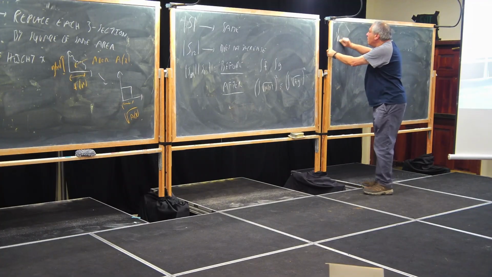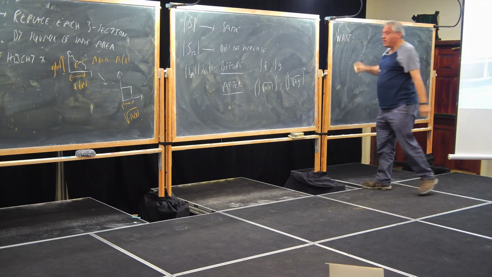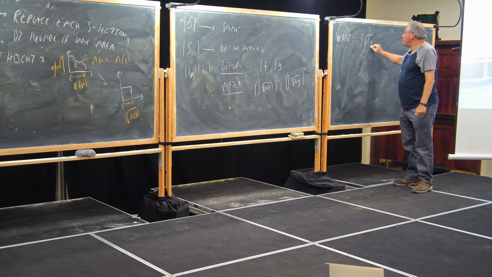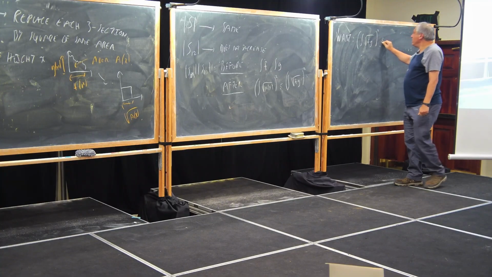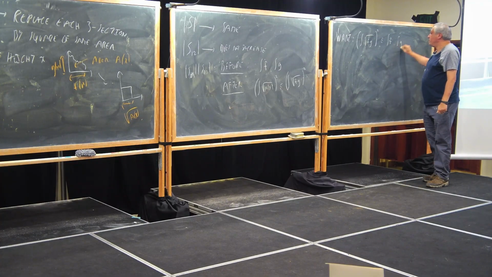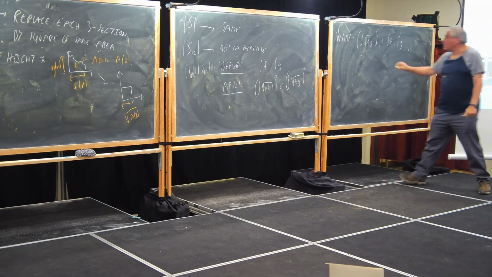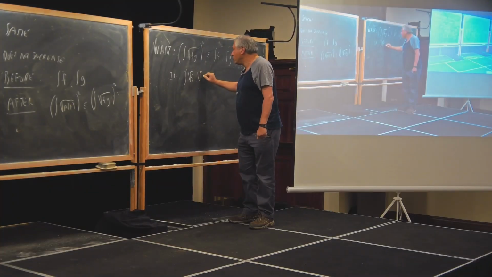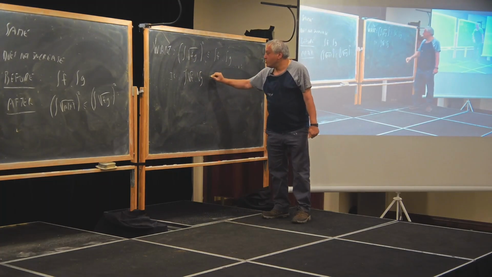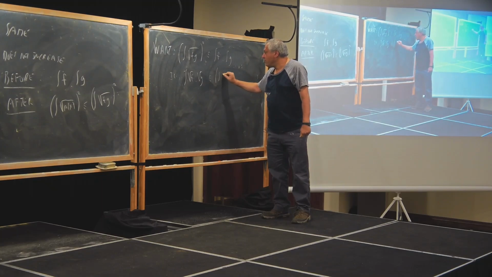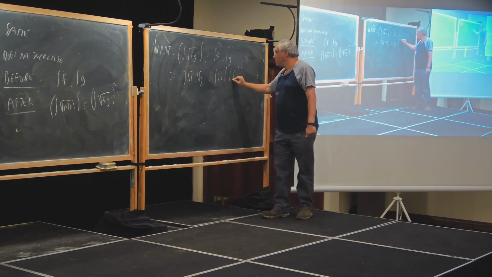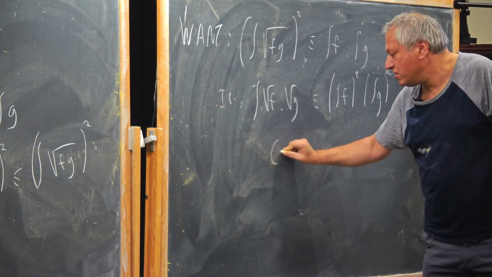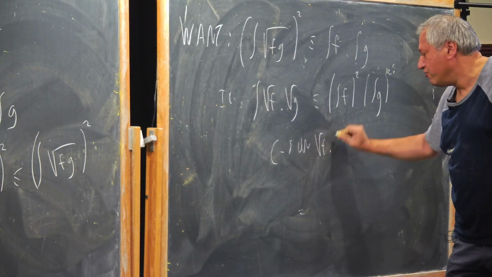So what do we want? We want to know that the integral of root fg all squared is at most the integral of f times the integral of g. Let me just square root this for a moment. So that says, i.e., the integral of root f times root g should be at most the integral of f all squared times the integral of g all squared, but that is Cauchy-Schwarz, right? This is Cauchy-Schwarz on root f and root g.